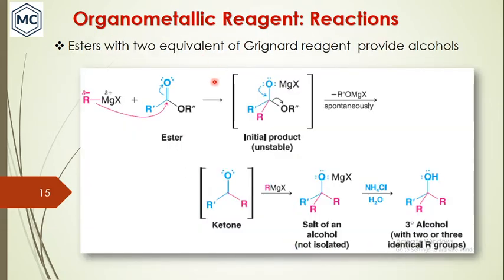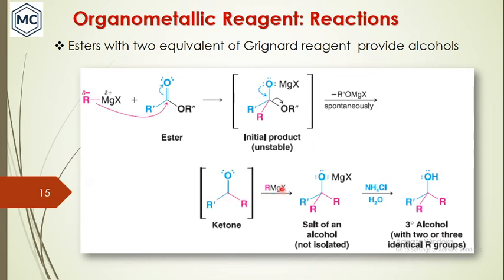Next one, reaction with the ester. Also it provides alcohol. What is the difference in ester? First the nucleophile attacks the carbonyl carbon, the double bond breaks, and initially you get an unstable product. And this alkoxide is a good leaving group, and it forms a ketone like this. It retains the carbonyl bond by expelling this alkoxide, RO, and it forms a ketone.